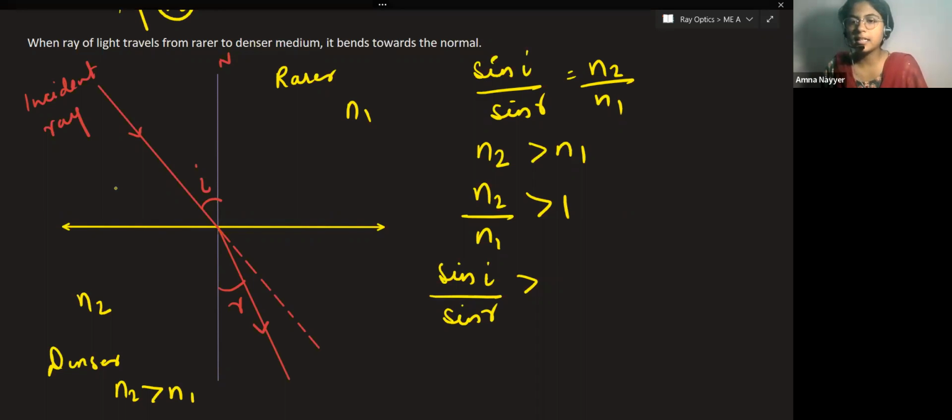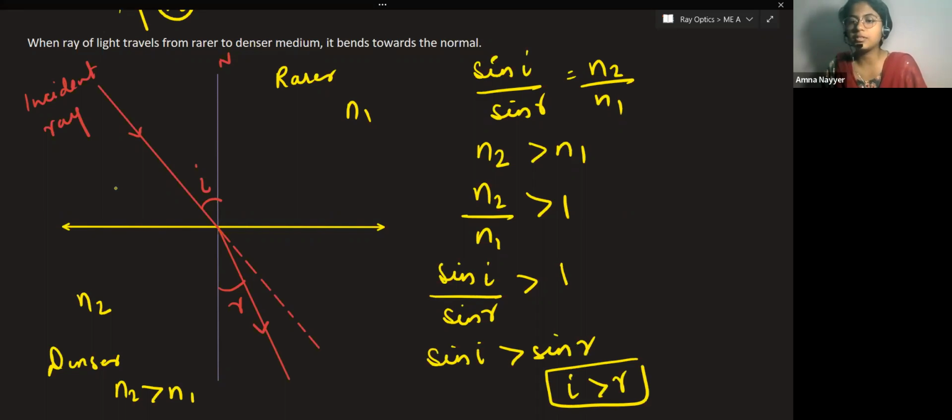So sin I by sin R is greater than 1. So it means sin I is greater than sin R, which means the angle of incidence is greater than the angle of refraction. So now we can understand, this was the entire angle of refraction. Now this part is less. It means the angle of incidence is greater. So even if you have to prove this, you can use this. Okay, quickly note it down. Then we'll see from denser to rarer.